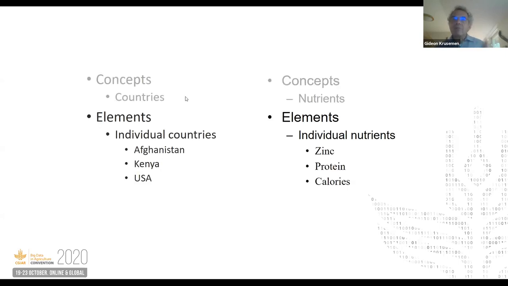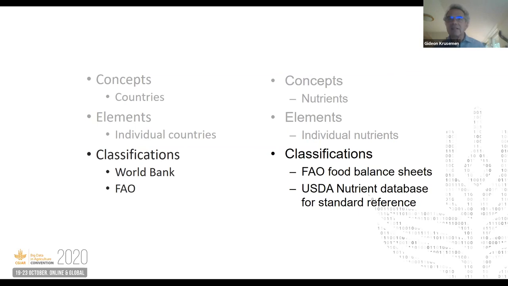Now, if we look at, for instance, a concept like countries, then we have the elements of individual countries like Afghanistan, Kenya, and the USA. And for the concept nutrients, the elements within that concept are things like zinc, protein, calories. There's a lot more, obviously, like there are more countries, there are a lot more individual nutrients or nutrient components that we can consider. The classifications linked to that are different. So in terms of the classifications for the countries, we have the World Bank and the FAO classifications that we are using in the context of this example.